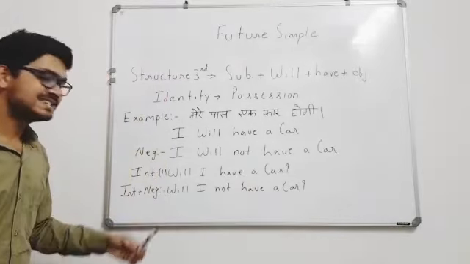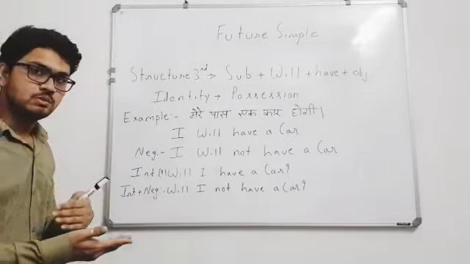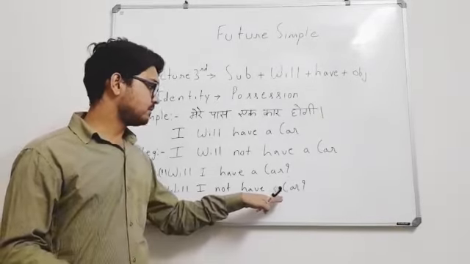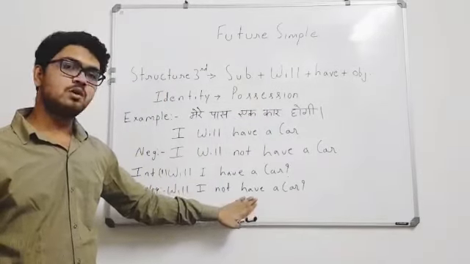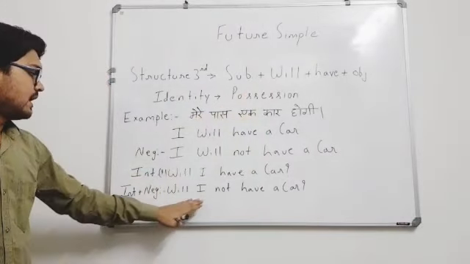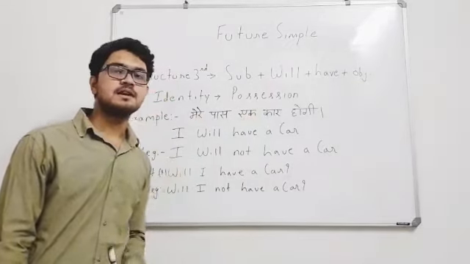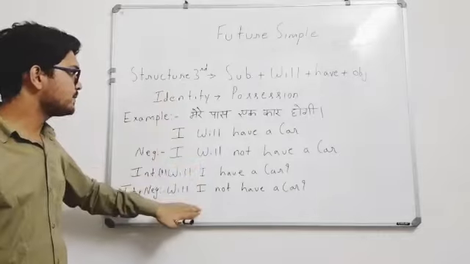After that we have interrogative plus negative. Again we do the same thing, that is helping verb plus subject plus not plus have plus object, as we saw in the structure. Got it? So: will I not have a car? The interrogative plus negative sentence we made with the third structure. I hope you got it.